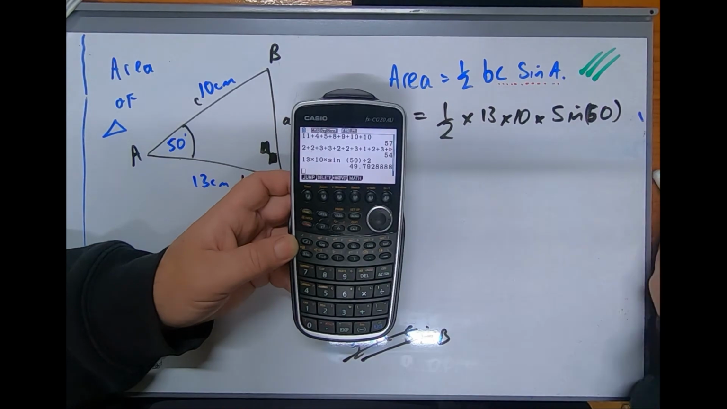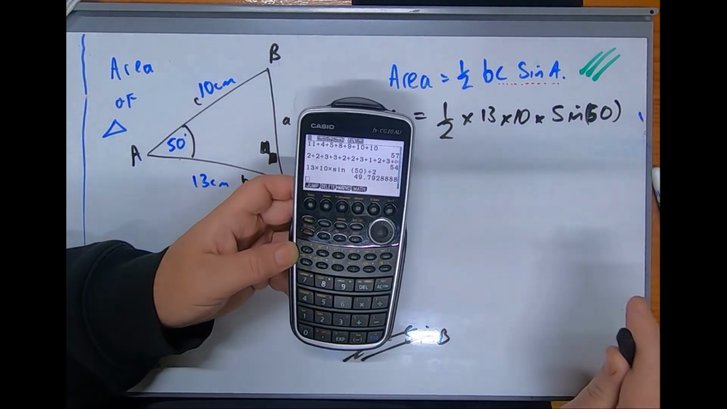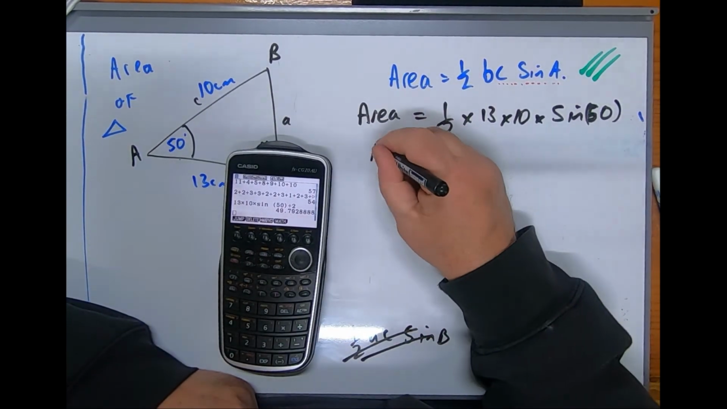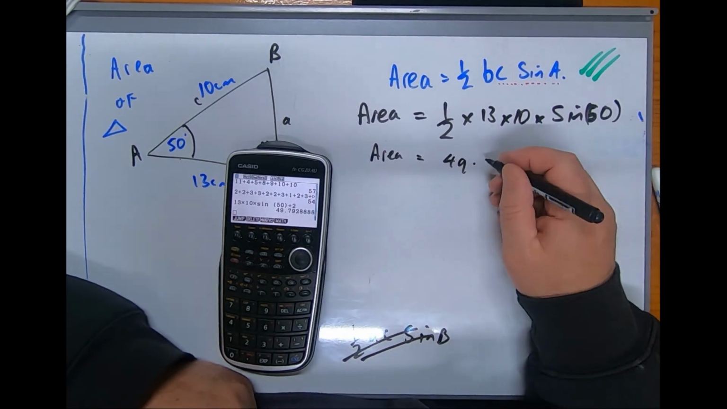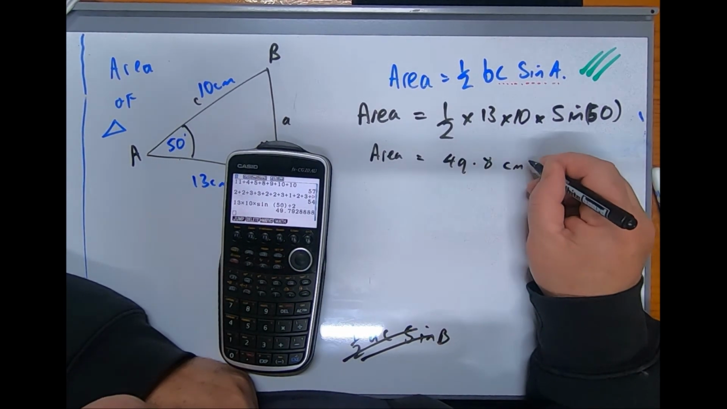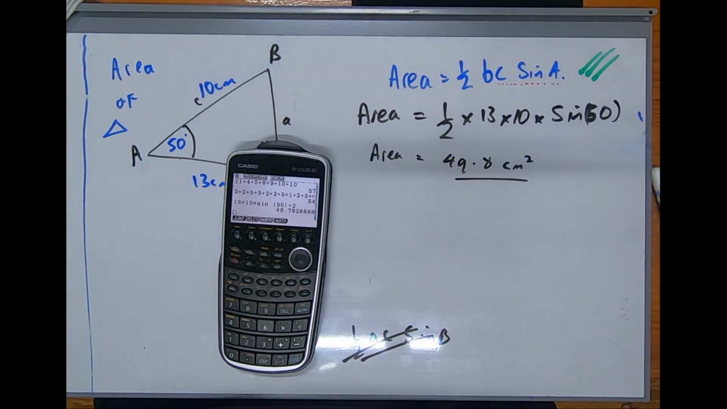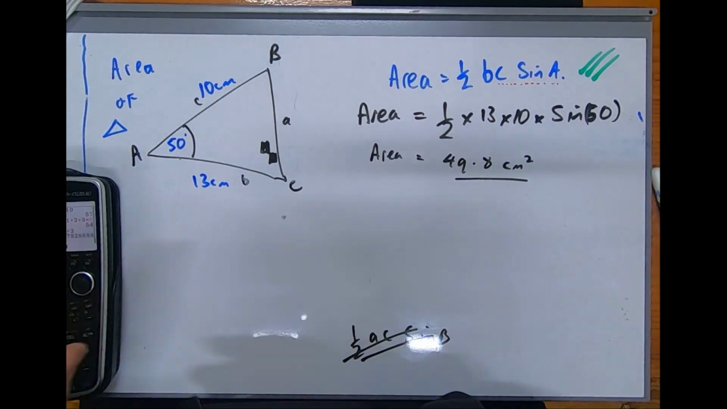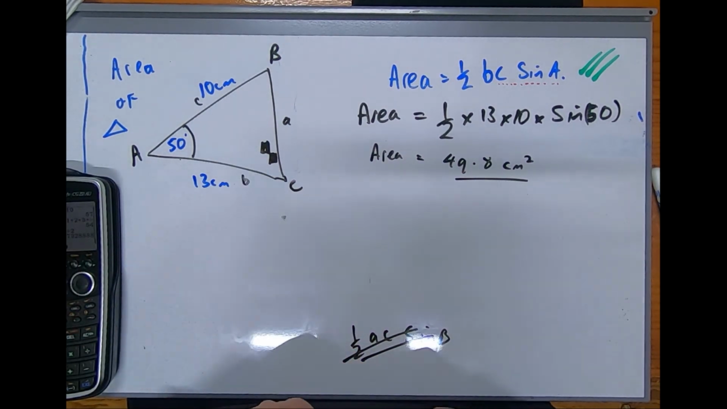So we've got the answer 49. Okay, unlikely looking answer, but we're happy with that. So the area is equal to 49.8, say, centimeters squared. Okay, so that's my example of finding the area of a triangle using the new rule, and in particular, the new labeling system.